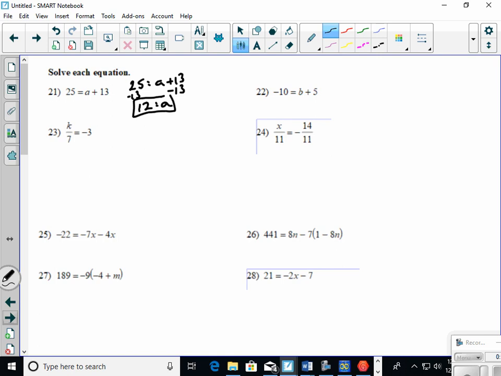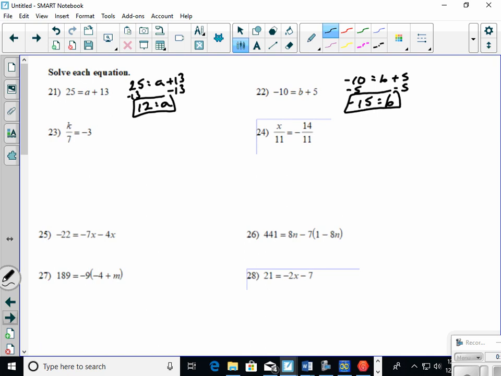22. Negative 10 equals b plus 5. To get the b by itself, we just need to subtract the 5. And negative 15 is going to equal b.